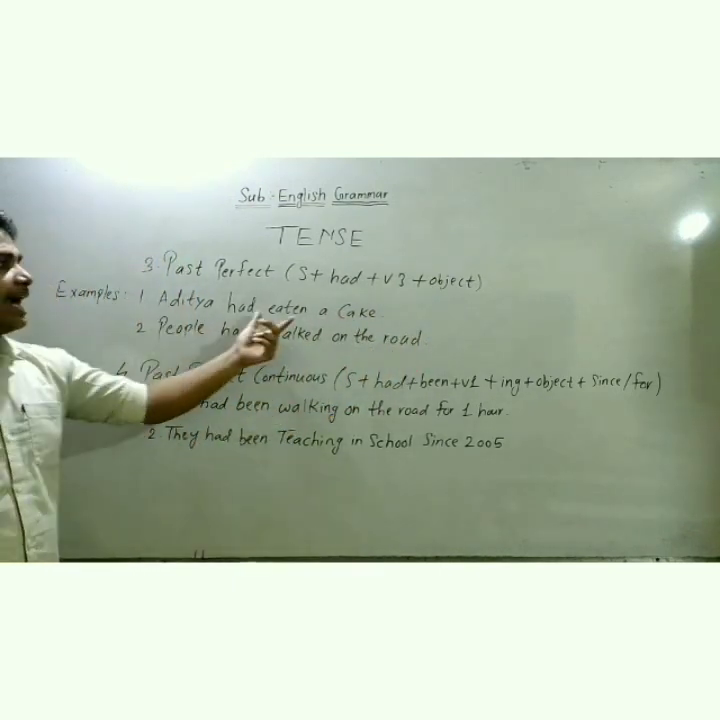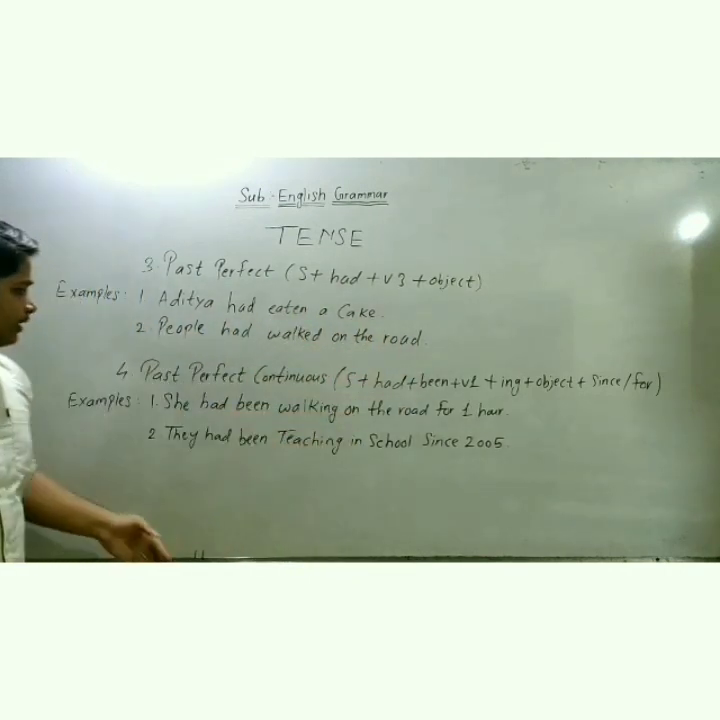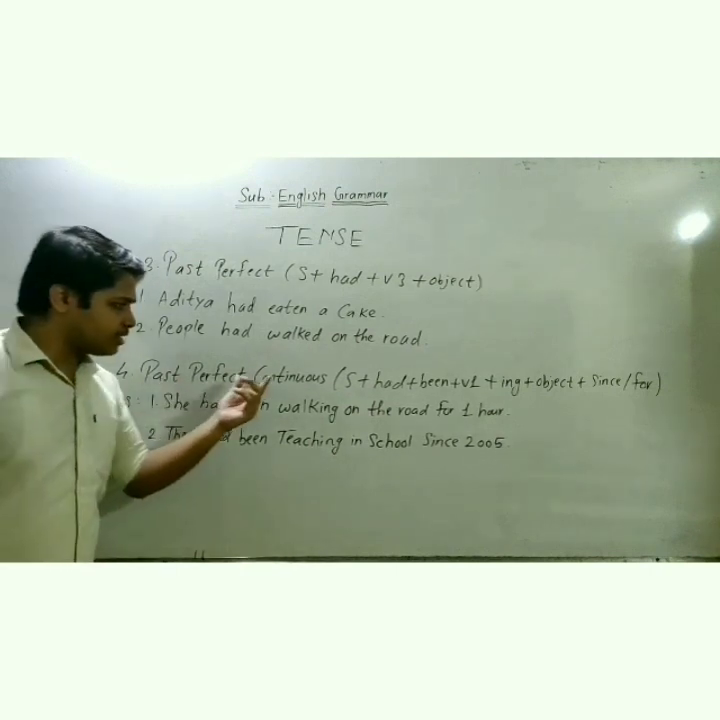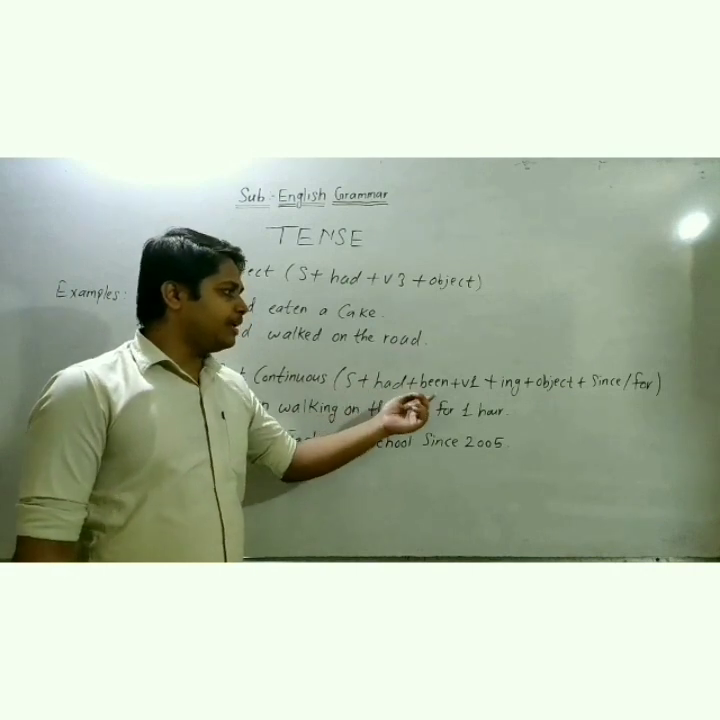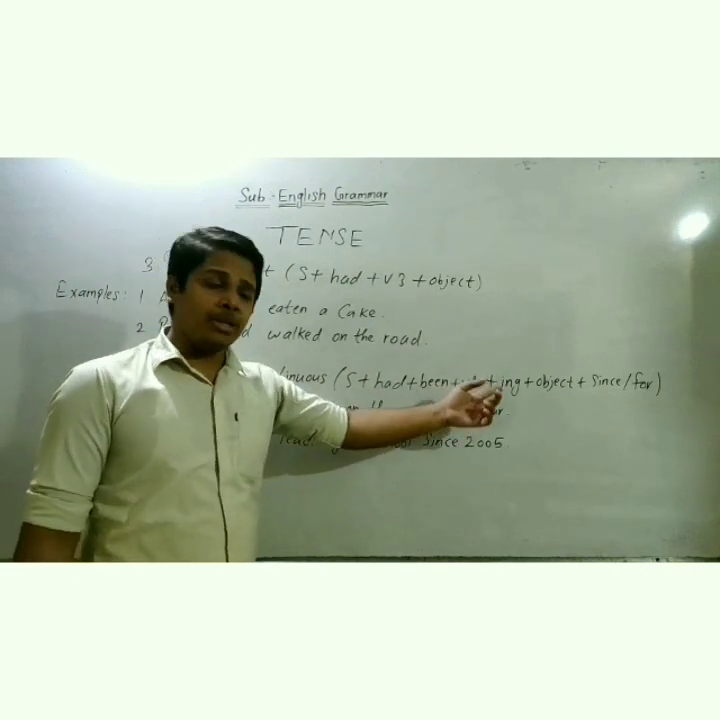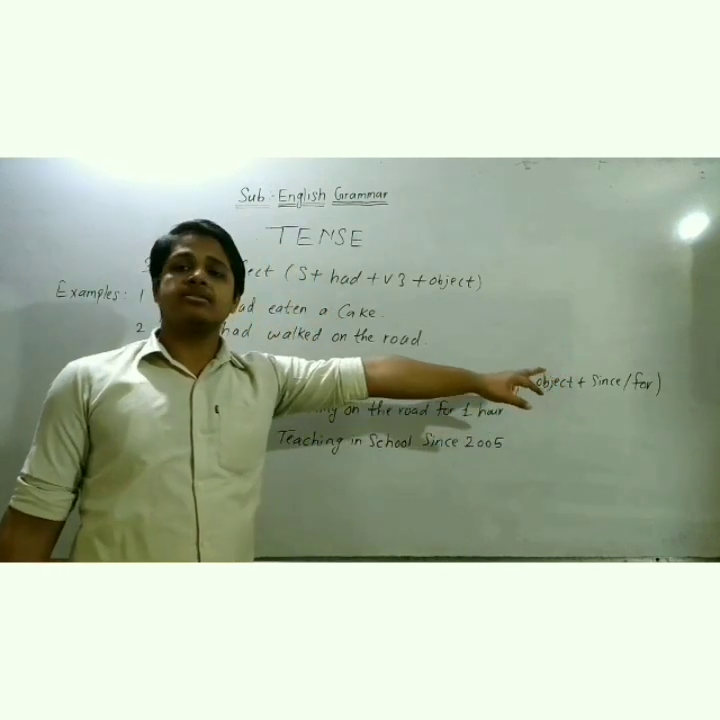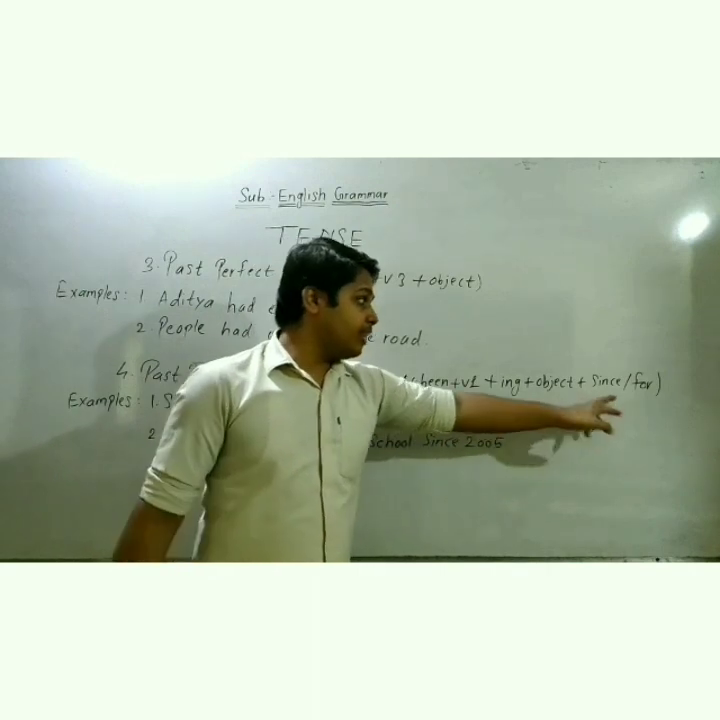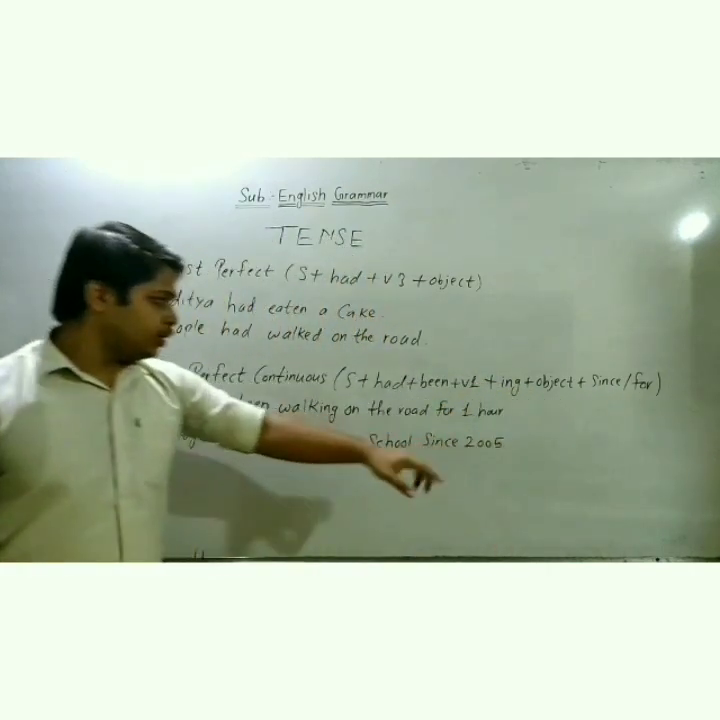So Aditya had eaten a cake and people had walked on the road. Let's continue with the fourth and last of the past perfect subtypes, which is past perfect continuous. The formula is subject plus had been plus verb first form plus ing plus object plus since and for. I'll tell you where we have to use since and where we have to use for. So I'll continue with the example.